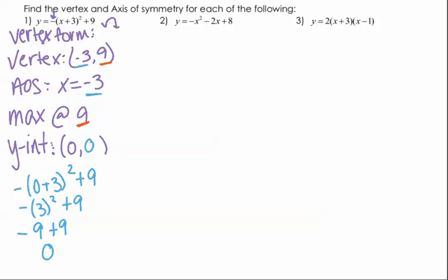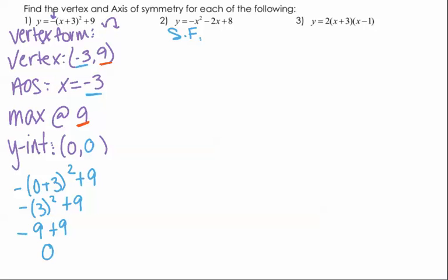Okay, so checking out number 2, this is in standard form. Now I know that it's in standard form because it has an x squared in it. It also has this b term that has an x. Now you'll also sometimes see them in standard form. You could have like negative x squared plus 8. That would also be standard form. Your b value would just be 0. So this is standard form.